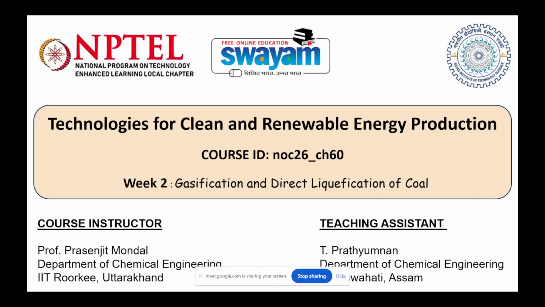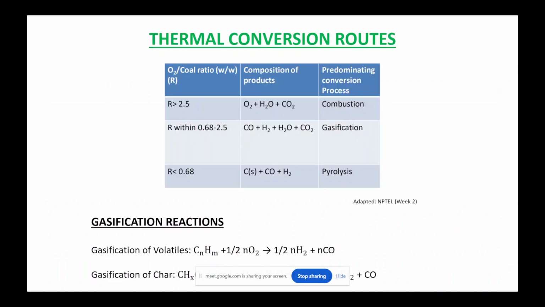For easier understanding, you can have a look at this table. As you can see, depending upon the O2 to coal ratio, that is the weight to weight ratio, which you can also define as the term R: if R is greater than 2.5, the process is called combustion. If the value of R is within 0.68 to 2.5, it is called gasification. And if R is less than 0.68, it is called pyrolysis.